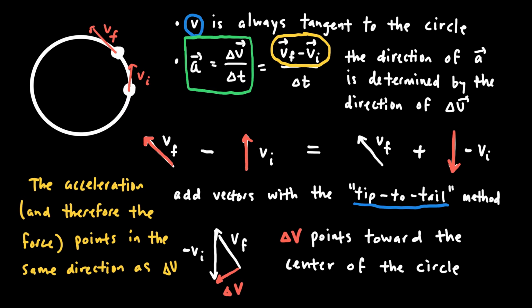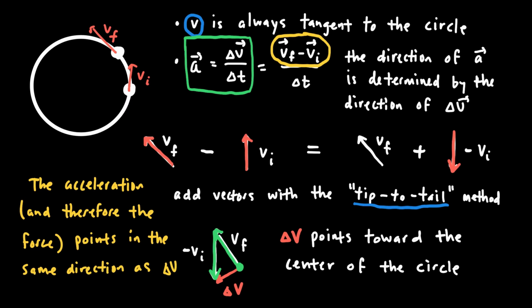And so I take vf, which still points up and to the left like this, and now add to that minus vi using the tip-to-tail method. So I place the tail of the minus vi vector onto the tip of the vf vector. And so now that points down like this. And the sum of those two vectors starts at the tail of vf and points toward the tip of minus vi. And so that vector, delta v, is shown there in red.